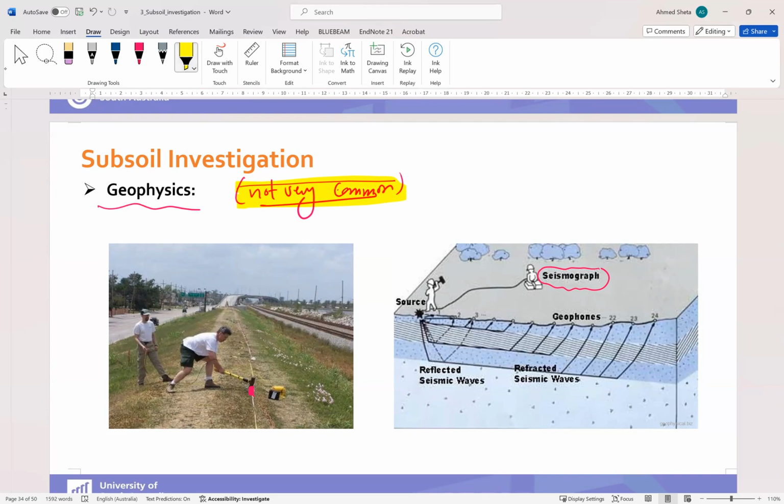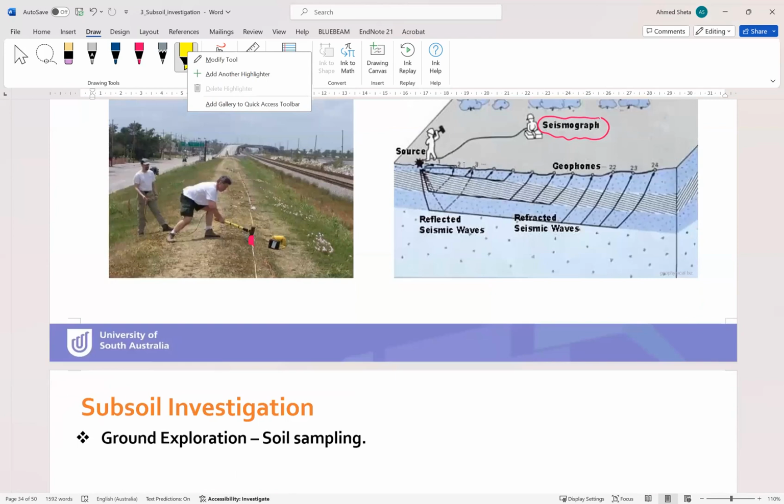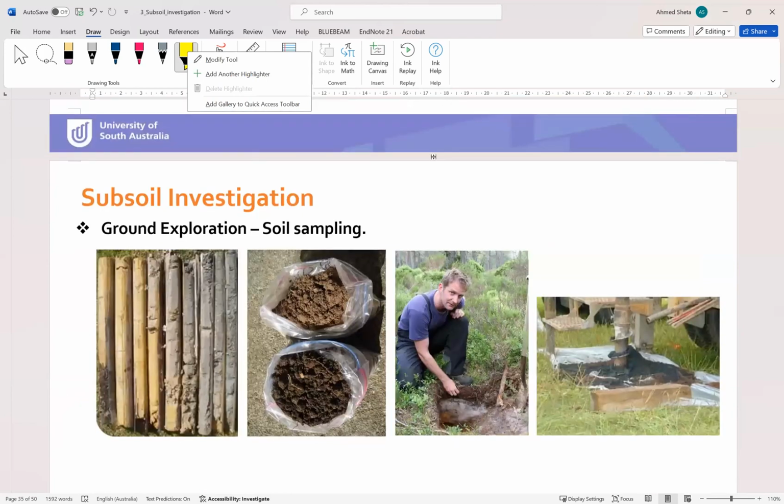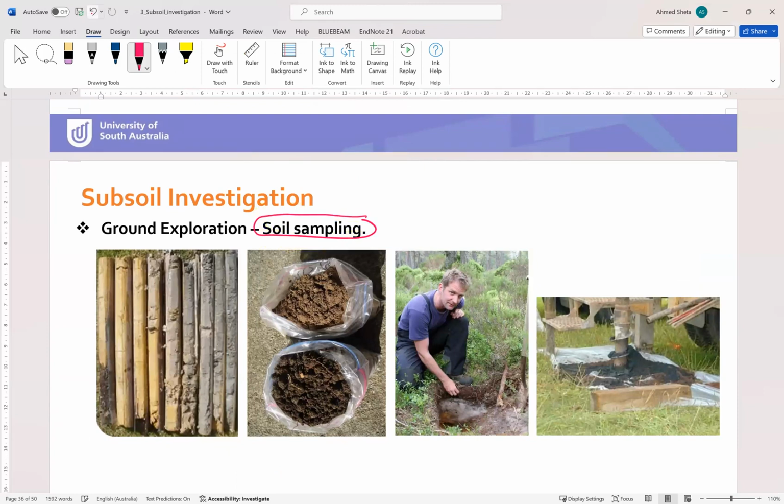The next is soil sampling. One of the topics we also need to know is soil sampling techniques, or the soil sampling types. As you can see here, we have a few techniques to get soil samples. The first one, if you remember from the previous slide, is the core drilling technique. As you can see, these samples are extracted using core drilling, or it forms a bore log.